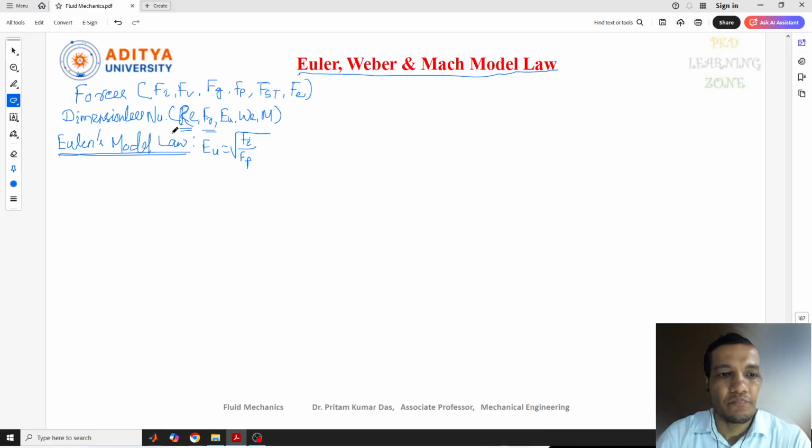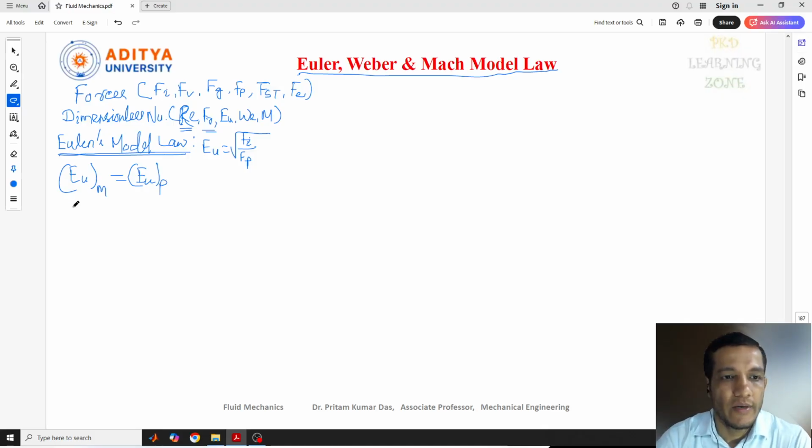For the Euler model law to be implemented, the model and the prototype we are designing should have equal Euler numbers. So let me write here: the Euler number for the model should be equal to the Euler number for the prototype. To satisfy these conditions, again we need to consider some parameters.